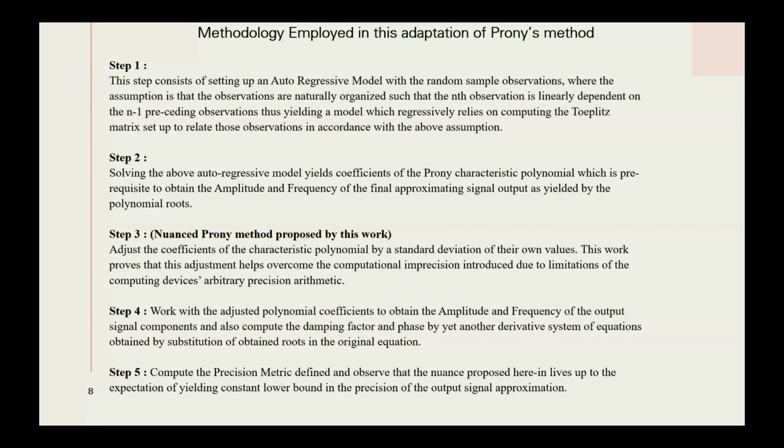So step number 5. How do we quantify, mathematically, or have a metric by which we can say with scientific certainty that indeed this nuance is an improvement over the original Prony method for yielding a consistent lower bound in the precision?